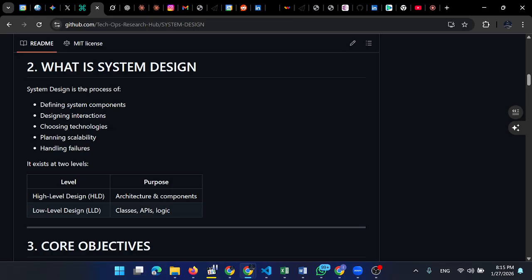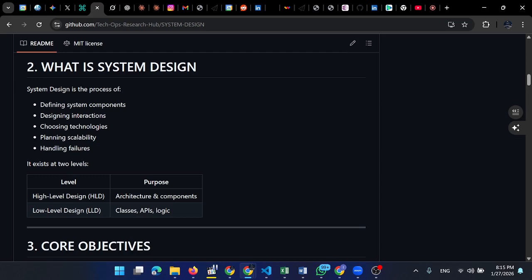And then we have what you call handling failures. How do you get to handle failures, right? Just in case there's a breakdown. How do you get to handle that? Very, very important. So system design exists at two levels.